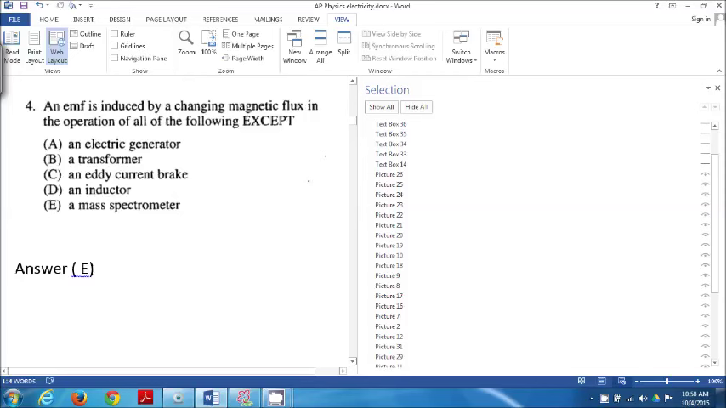So the only instrument in which the changing magnetic flux does not happen in its operation is a mass spectrometer. So the answer is E.